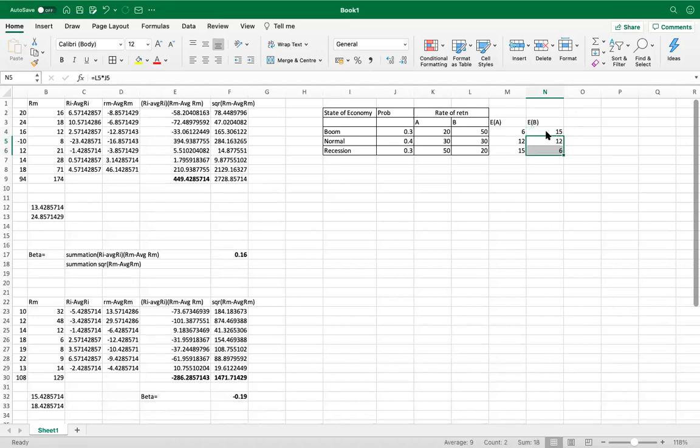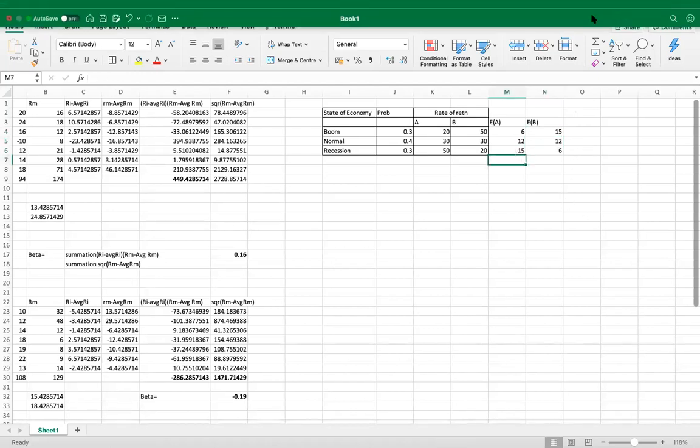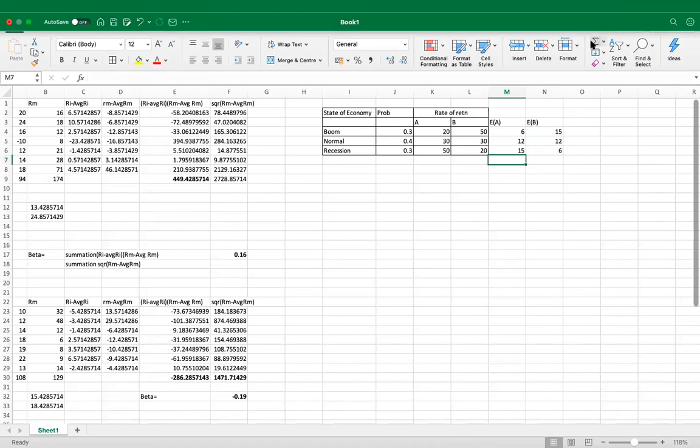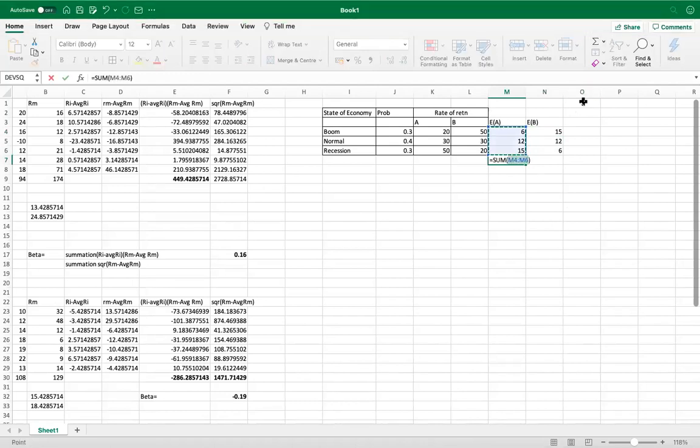So now I will total these up. So this is my expected return. From expected return I can't judge which stock is good, because both are coming out the same, right?